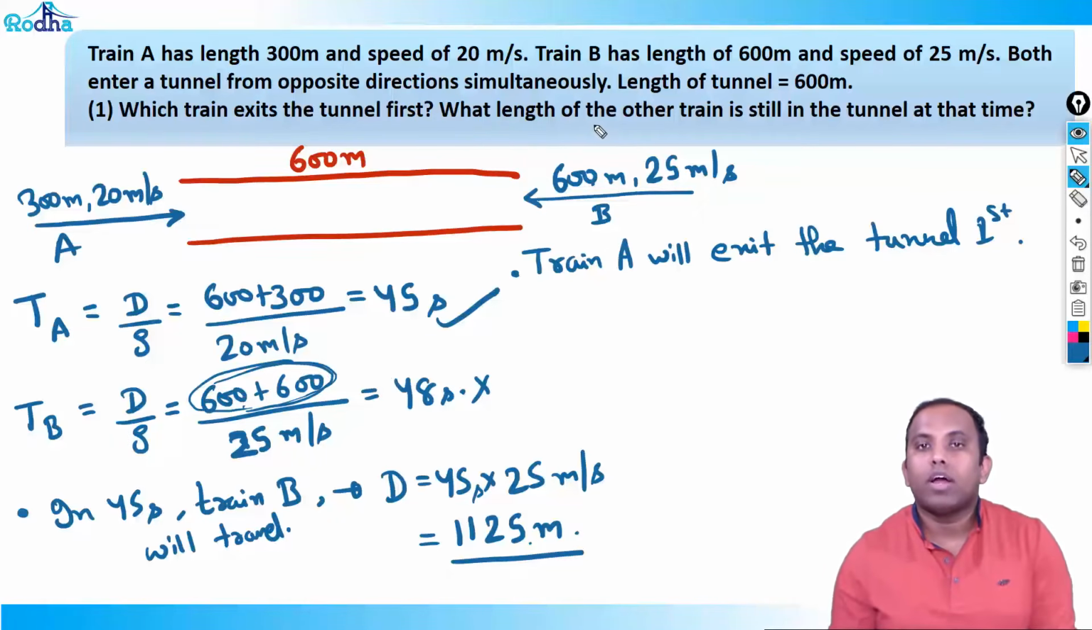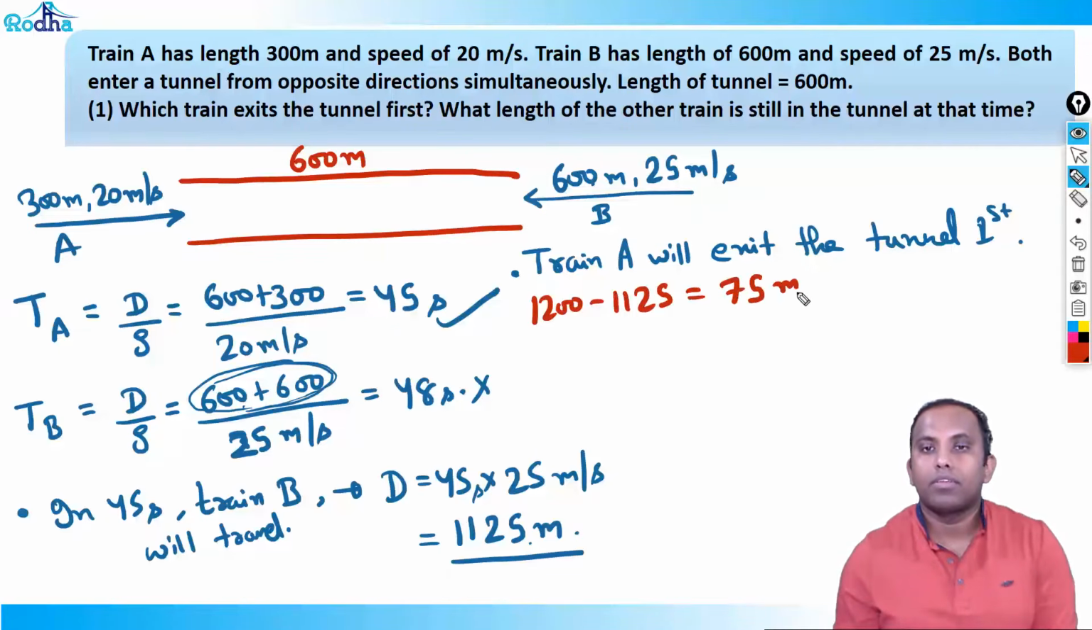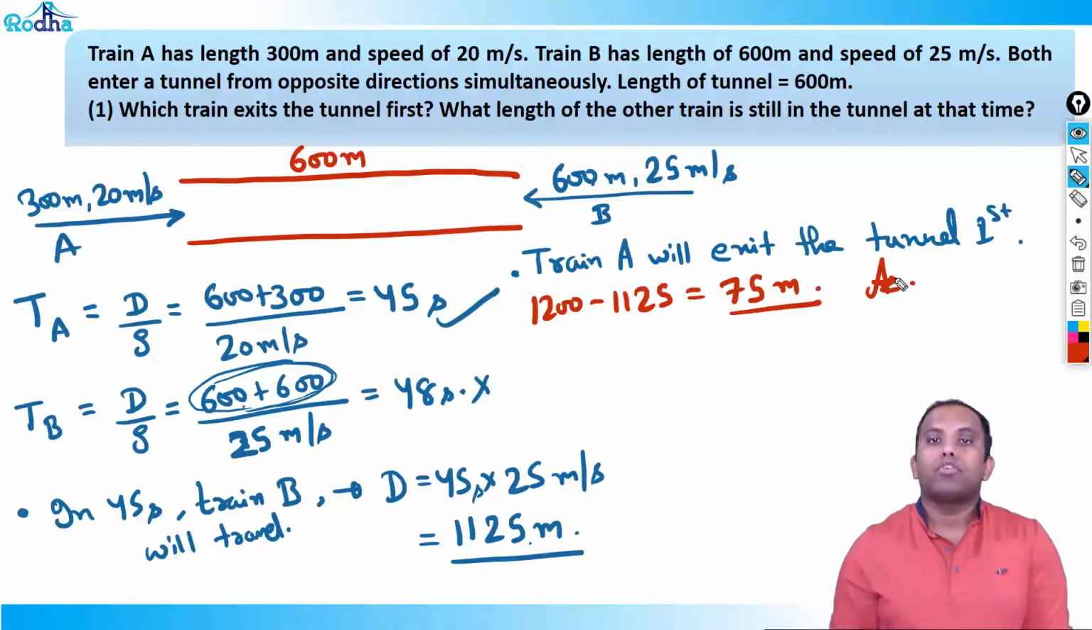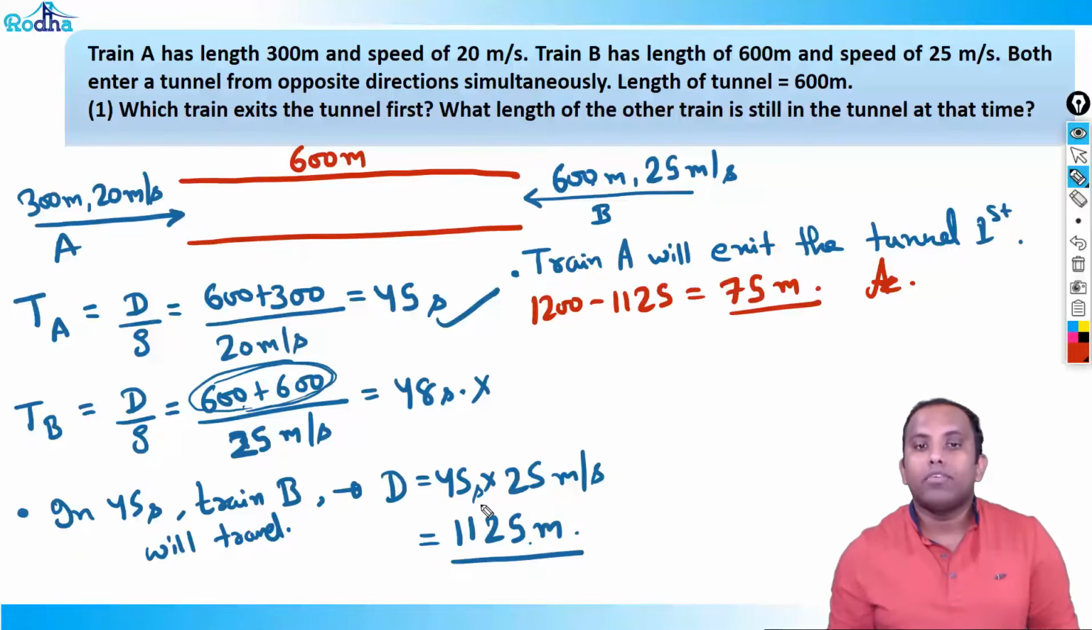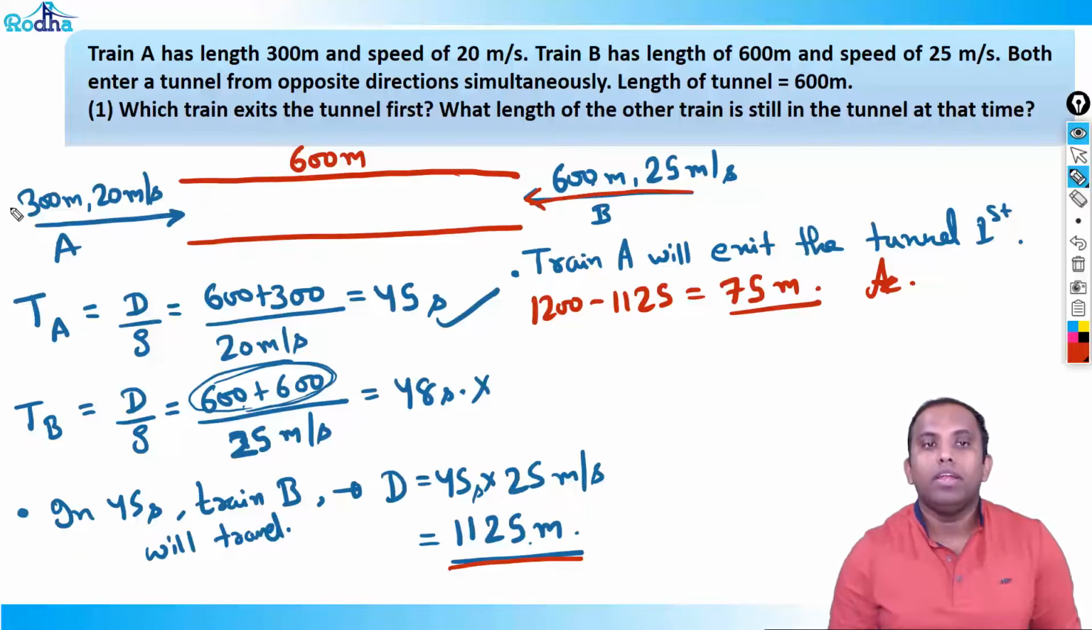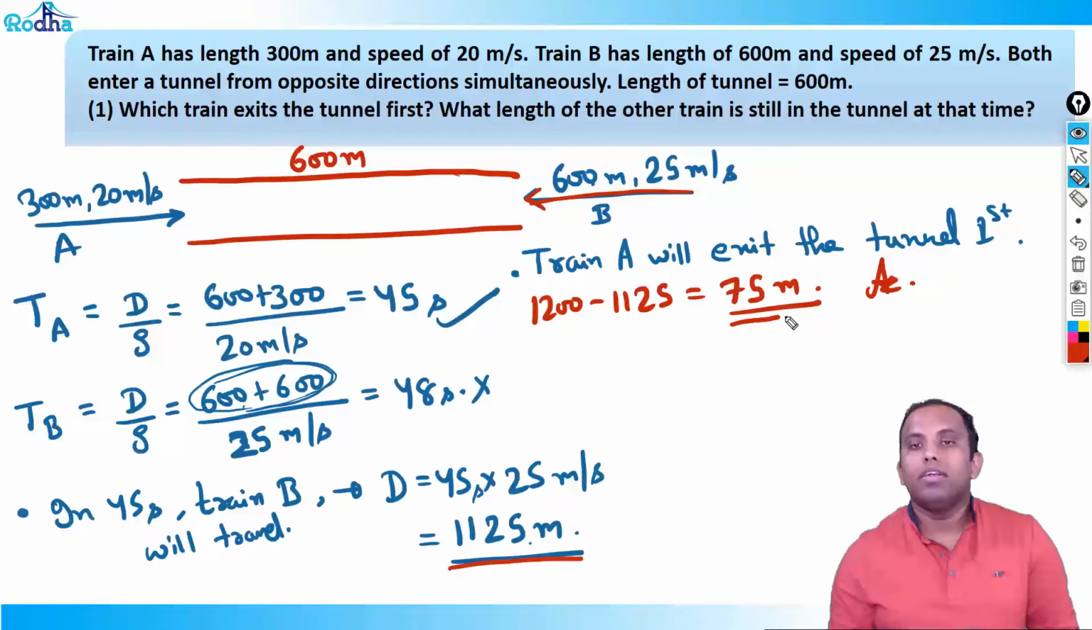So what length of the other train is still in the tunnel at that time? So what is the answer? 1200 minus 1125, that is 75 meters. 75 meters is the answer for this question. By the time train A exits the tunnel, train B has traveled 1125 meters. But to completely exit the tunnel, it has to travel 600 plus 600, 1200, right? But it has traveled only 1125, so train B is still 75 meters inside the tunnel. Okay, this is the answer for the first question.